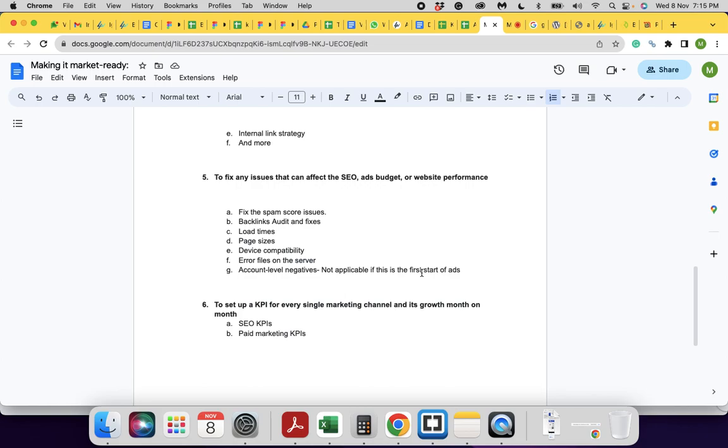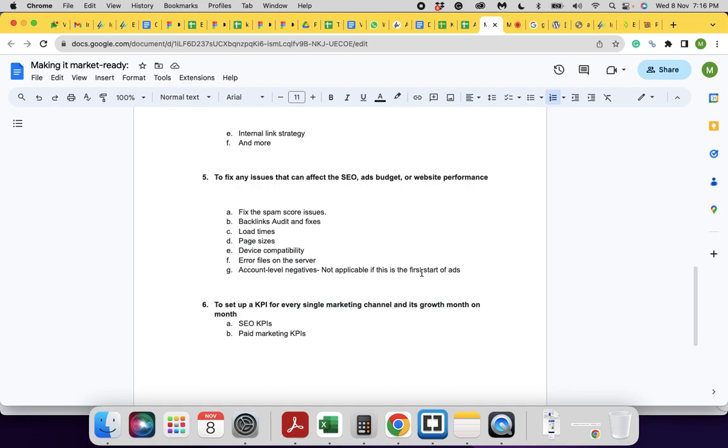Fix the spam score issues, backlink audits and fixes, load time issues, and you all know how to check load times, page sizes, everything, right? I'm not getting into those details because we have already discussed all of those things. So, device compatibility, error files on the server. Sometimes some of the files on the server would not let the application function the way it's supposed to be. The designs will be all messed up, the pages will not be loading, some colors will not be loading, some images will not be loading, right?